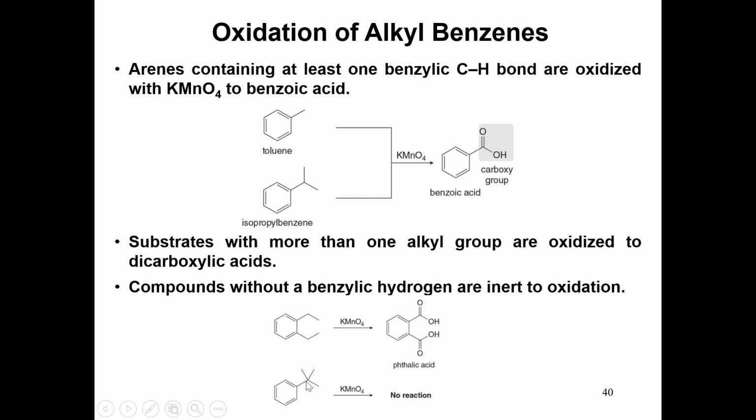The only requirement is this carbon, the first carbon which is connected to the benzene ring, has to have at least one hydrogen. Like in this case, this carbon has 3 hydrogens, CH3. This carbon has 1 hydrogen, CH here. This one has 2 hydrogens, CH2. This carbon, it is an sp3 carbon, but there is no hydrogen at all. This carbon is attached to CH3, CH3, CH3, and a carbon in the benzene ring. There is no hydrogen at all.